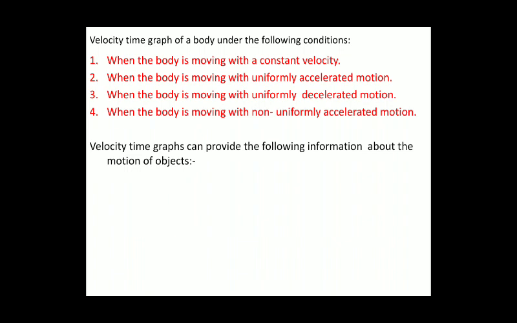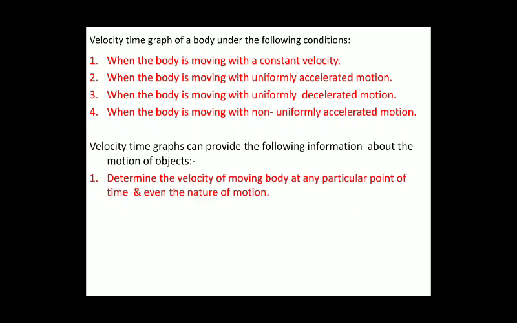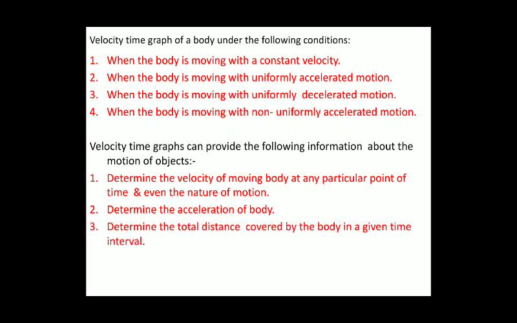Now velocity time graph provides us the following information. Number 1, with the help of the graph, we can determine the velocity of a moving body at any particular point of time, and we can learn the nature of motion by the different graphs. By the velocity time graph, by calculating the slope, we can calculate the acceleration, as we did in our earlier class, that with the help of the distance time graph, we can find out the speed by calculating the slope. We can determine the total distance covered by the body in a given time interval.